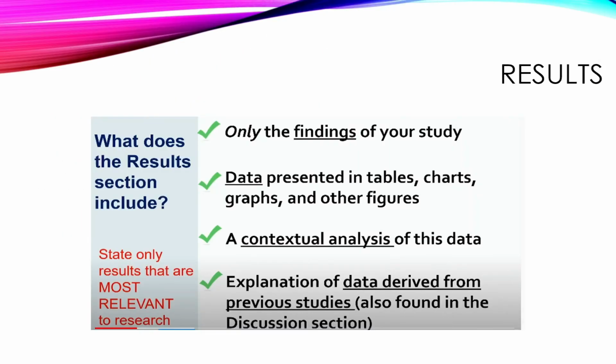We have the method section, now we can go to the results. In the results we only display the findings of our study. We present our data in tables, charts, graphs and other figures. We give a contextual analysis of our data and we explain the data in words, but include the previous studies in your argumentation. State only the most relevant results in this research. All other tables and graphs should be in the appendix.